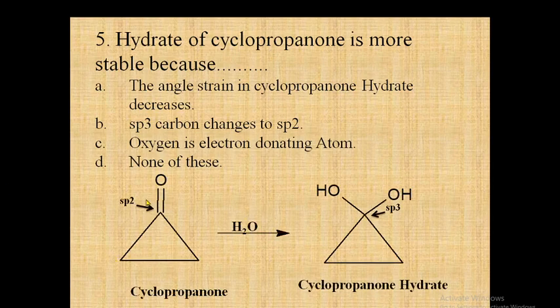So here it is cyclopropanone. Here this carbon is sp2 hybridized. When the cyclopropanone undergoes the hydration reaction, cyclopropanone hydrate forms, in which this carbon now changes to sp3. So the hybridization changes from sp2 to sp3.